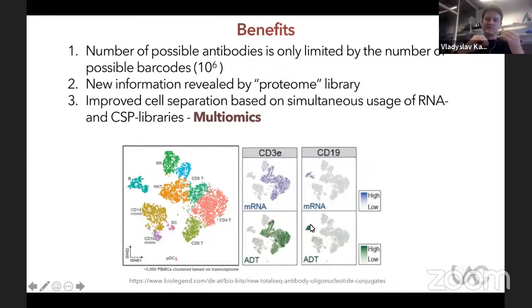and which is really helpful for you, especially in immunology, to see better the differences between the cells that you have and to reveal novel cell populations that you even didn't think about.